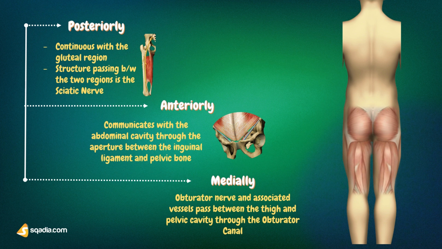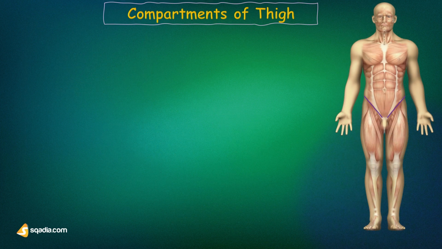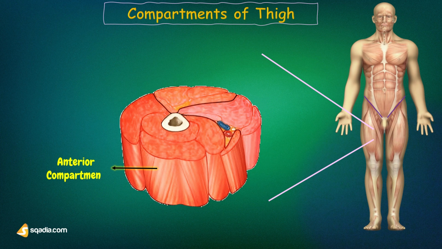Medially, structures, including the obturator nerve and associated vessels, pass through the obturator canal through the thigh and pelvic cavity. The region of the thigh is divided up into compartments. Here you can see the cross-section of the thigh. It has three compartments: anterior compartment, posterior compartment, and medial compartment.